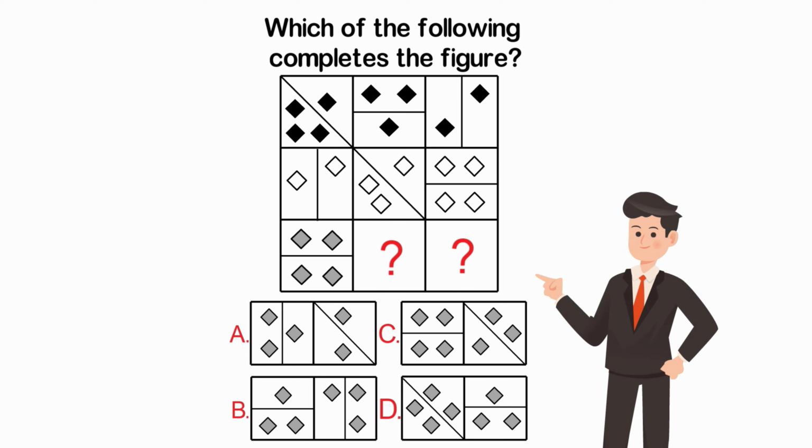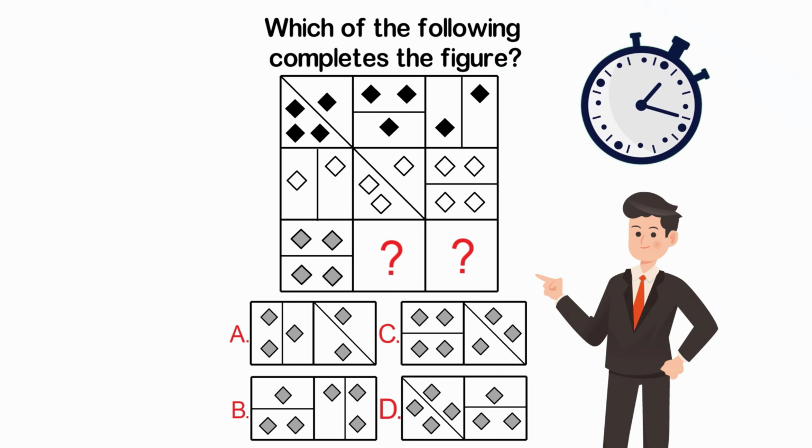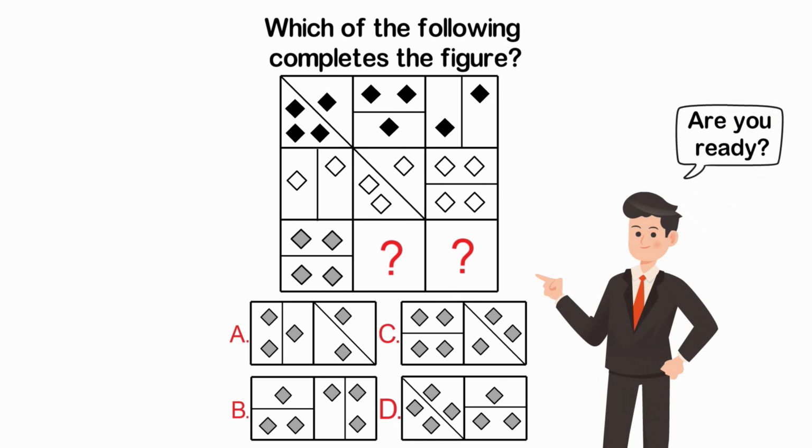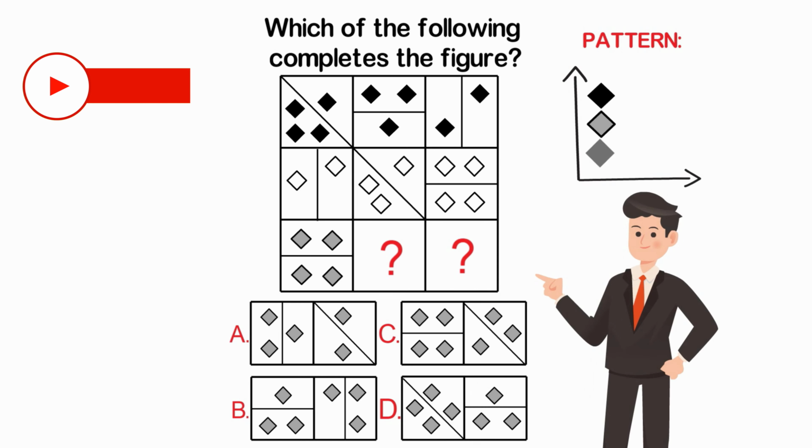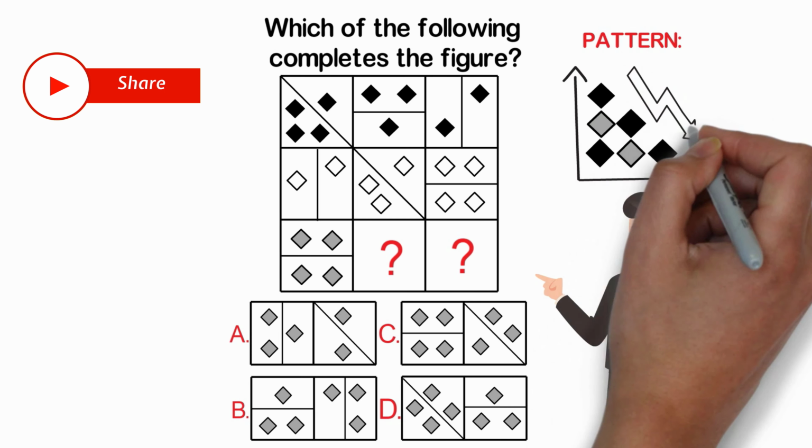Give yourself 10 to 20 seconds, maybe go to 30 seconds by pausing this video, to see if you can come up with the answer on your own. Are you ready? Let's continue to see how we can get to the correct solution together. As I mentioned, the answer to this question is very simple. The pattern is represented in each row by a decreasing number of diamonds.